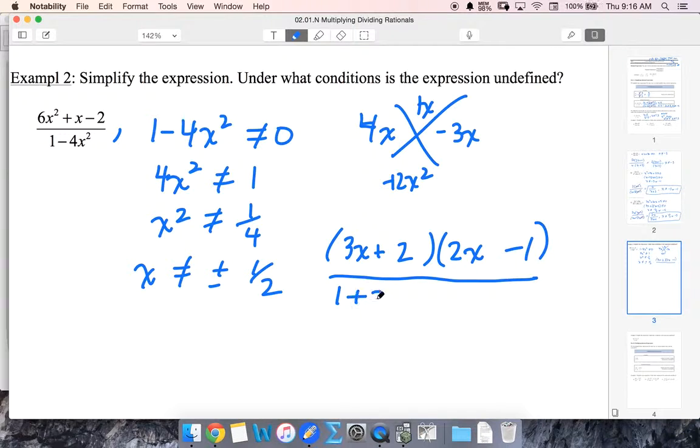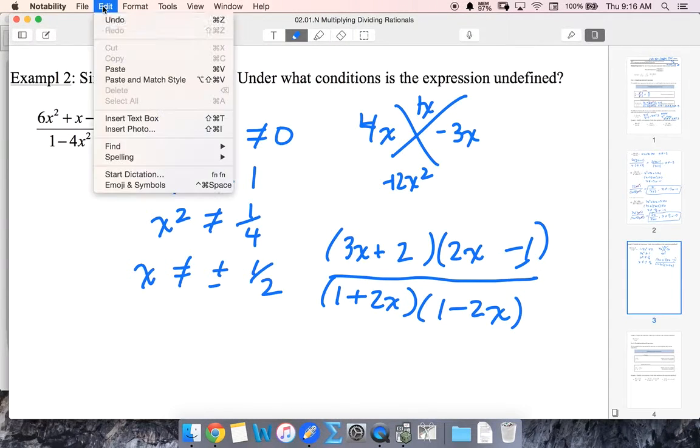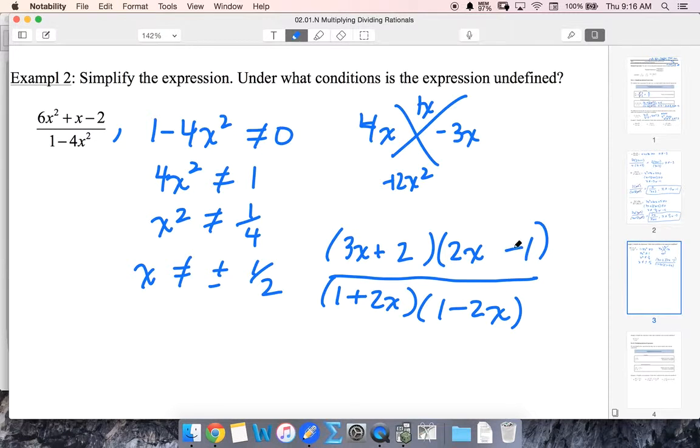1 plus 2x, 1 minus 2x. These almost look the same, but not quite. If I factor out a negative from this top one, let's see what happens.